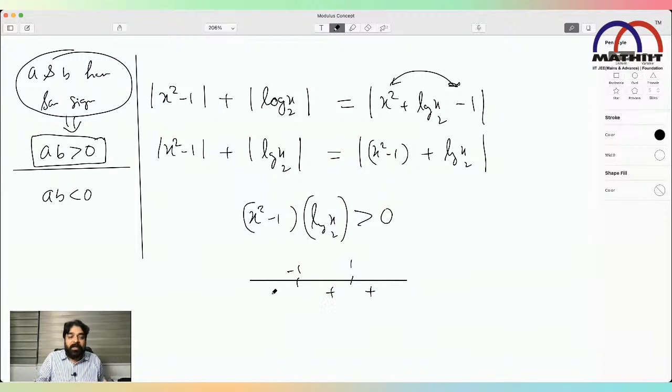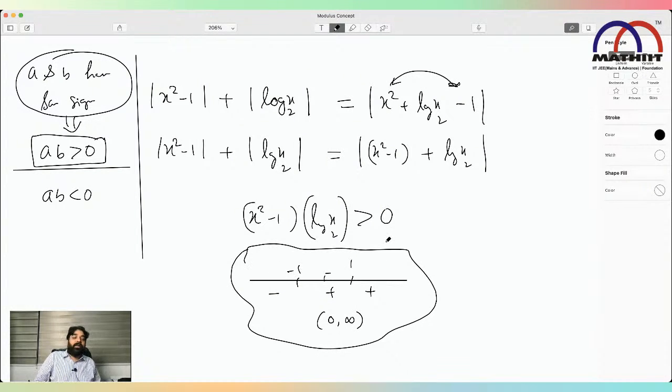This will be plus, and this will be minus, and the answer will be 0 to 1, union 2 to infinity. We can take this complete portion. Please, if you don't know the inequality, leave that one. We are coming up with an inequality series where you will get the idea how to solve this kind of question very easily. It will not be a difficult task.